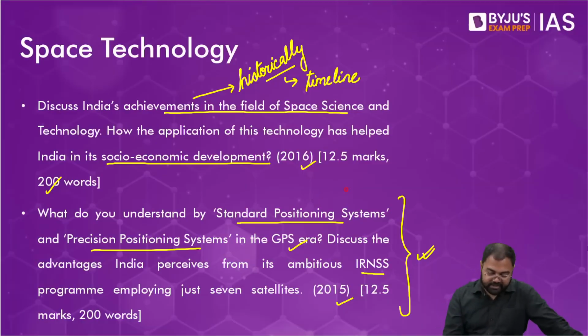discuss here. If you remember, we discussed that there is standard positioning system and the restricted service. So that restricted service is also called the precision positioning system. So you simply have to write that and why we need it. And then after that, IRNSS, again, similar to what we just discussed.